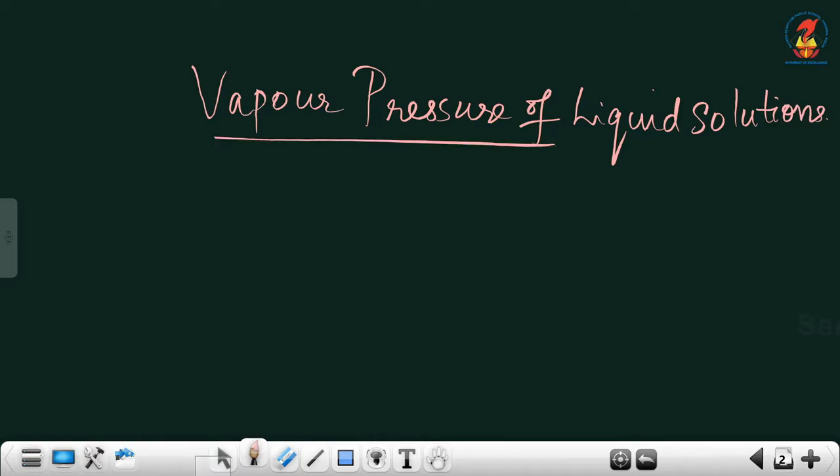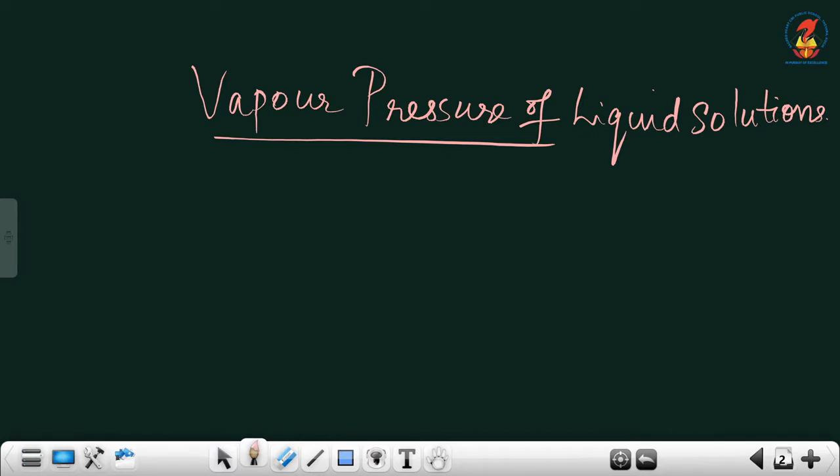Vapor pressure of liquid solutions. When I say liquid solution, the solvent is liquid and the solute can be a solid, liquid or gas. Here we are going to discuss liquid solute dissolved in liquid solvent. So we are going to discuss vapor pressure of liquid solute dissolved in liquid solvent. Now, what do you mean by the term vapor pressure?